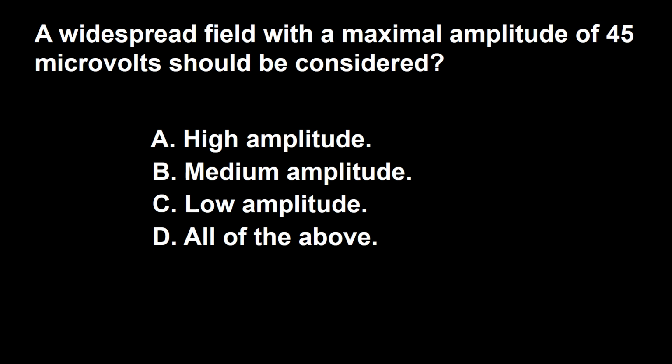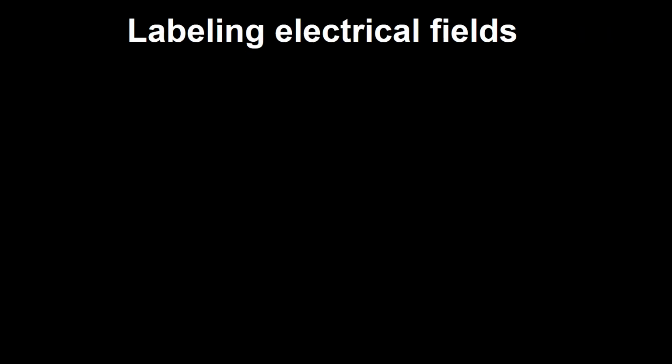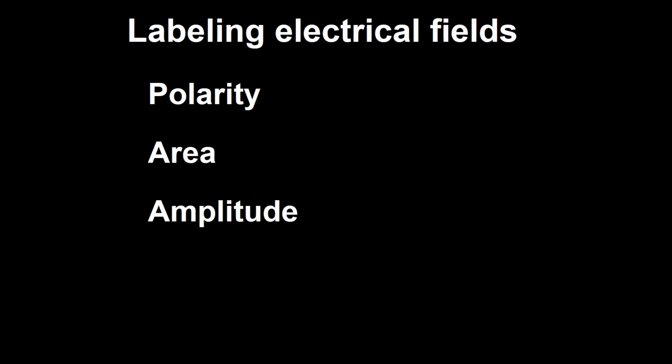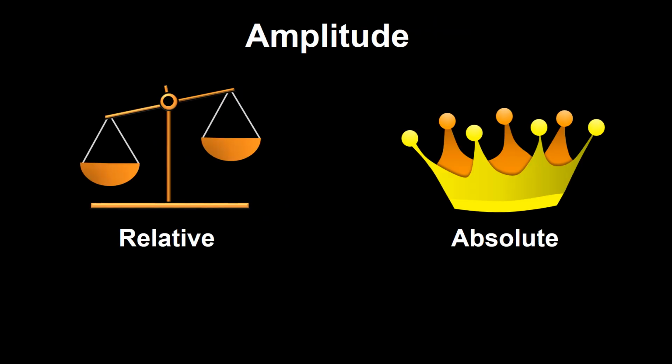Next question. A widespread field with a maximal amplitude of 45 microvolts should be considered: A. High amplitude, B. Medium amplitude, C. Low amplitude, D. All of the above. In addition to labeling a field according to its polarity and the area it involves, we can also label a field according to amplitude. EEG fields can be labeled in relation to their relative or absolute amplitude.